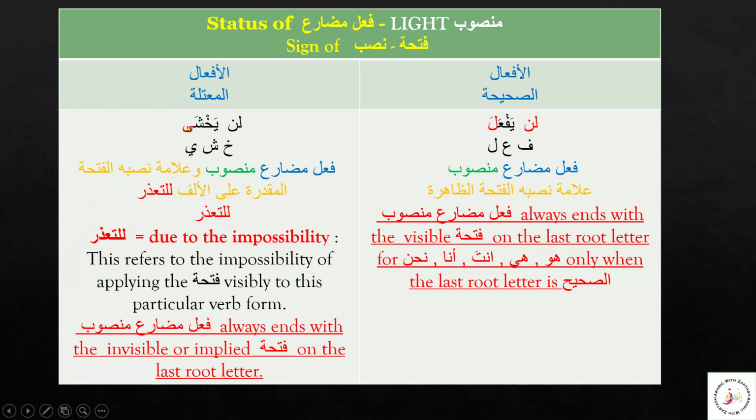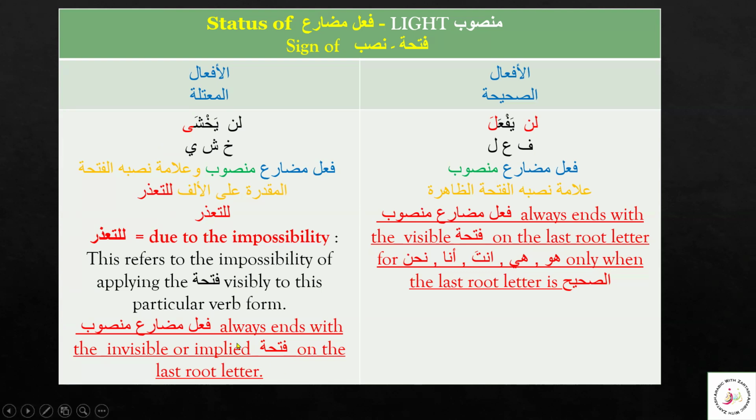Ala alif, meaning on the alif: fatha muqaddara on the alif. What is the reason? Litu'azzir, due to the impossibility. This refers to the impossibility of applying the fatha, because we'll have difficulty pronouncing it. So applying the fatha visibly to this particular verb form is impossible, because this verb form is afal mu'talla, ending with a huruf illa. Fi'l mudari mansoob always ends with the visible or implied fatha on the last root letter.